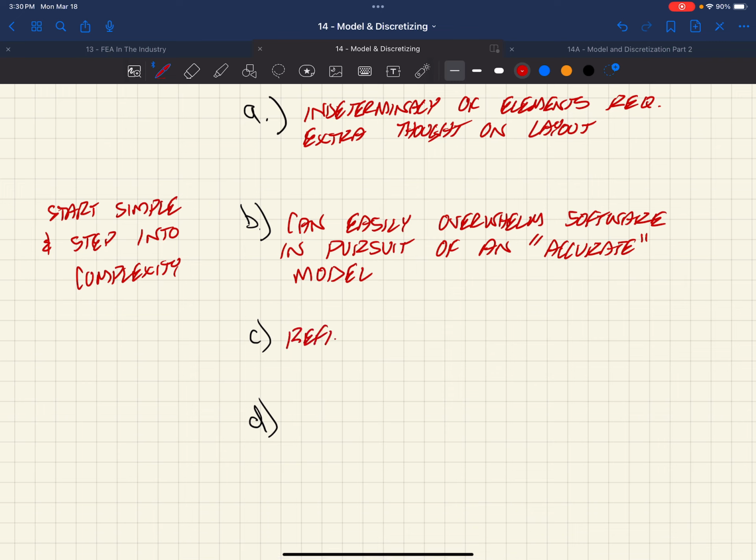So refinement becomes a large part of discretizing.